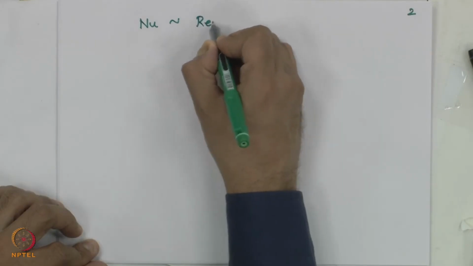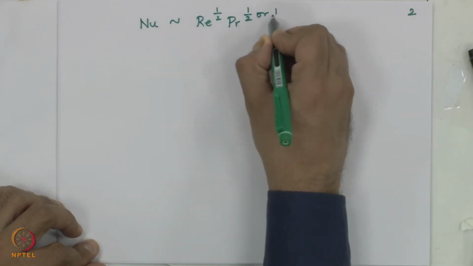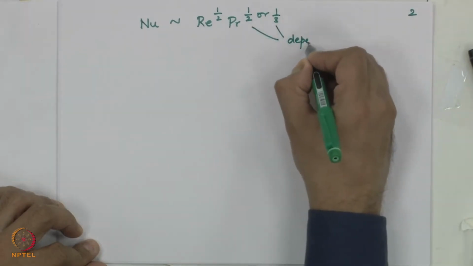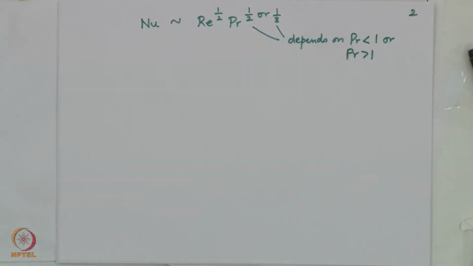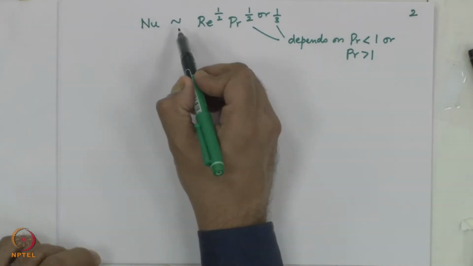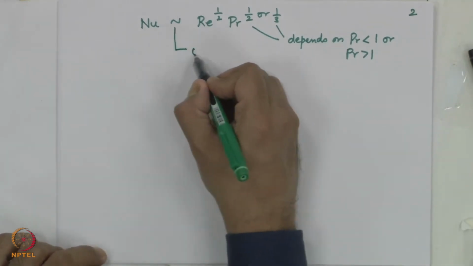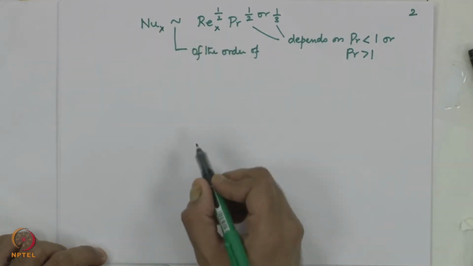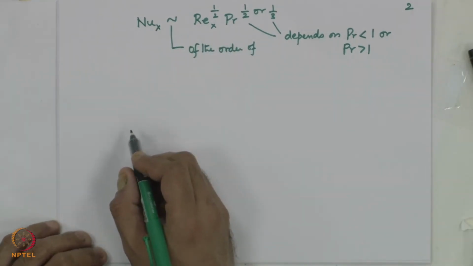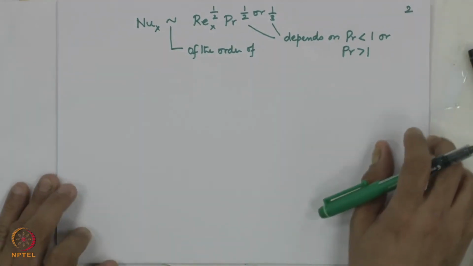help us get an idea of how correlations are going to look like, and in a later lecture you would see Nusselt number by scaling analysis would come out to be of the order of Re to the power half, Pr to the power half or 1/3, and this coefficient depends on Pr less than 1 or Pr greater than 1. The hydrodynamic boundary layer being thick or thin will decide the value of the correlation. What this tells us, see, this is not equal to, this means it is of the order of. So, Nusselt number is of the order of Reynolds to the half, Pr to the power half or 1/3. Any correlation that is developed, please mark this is very important.